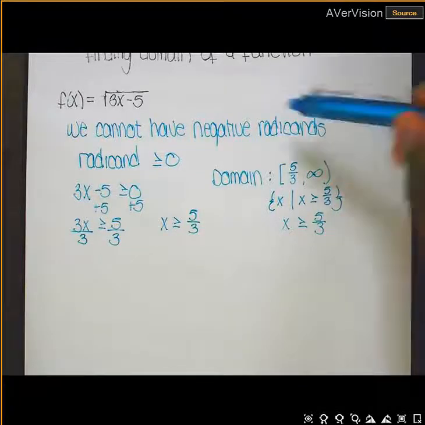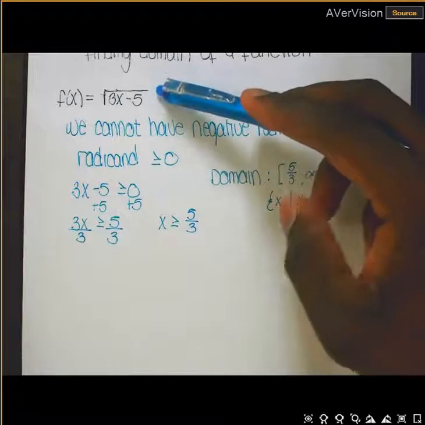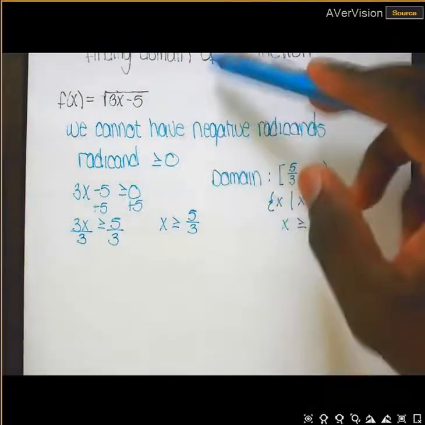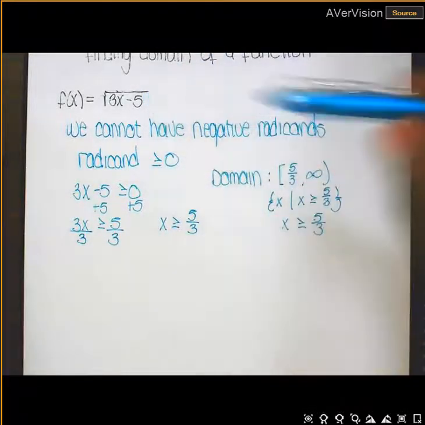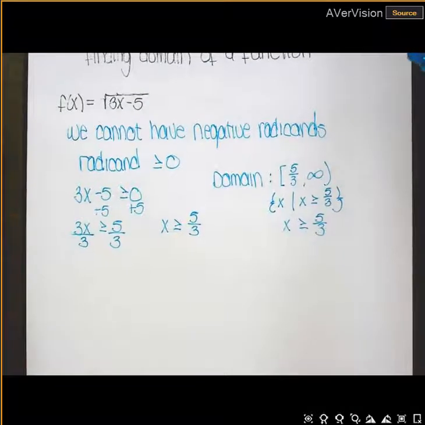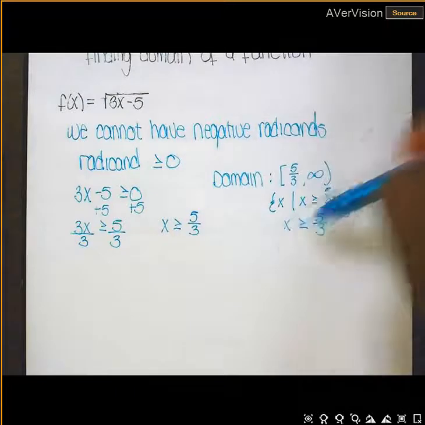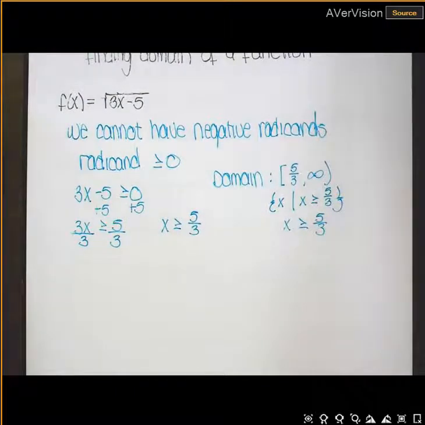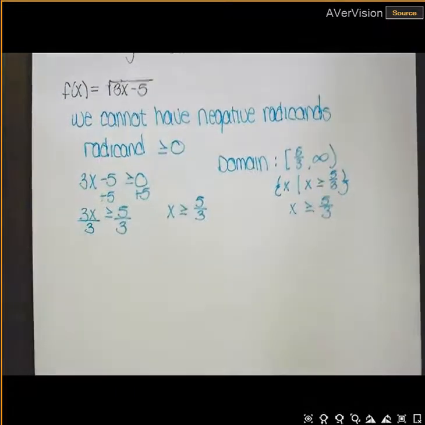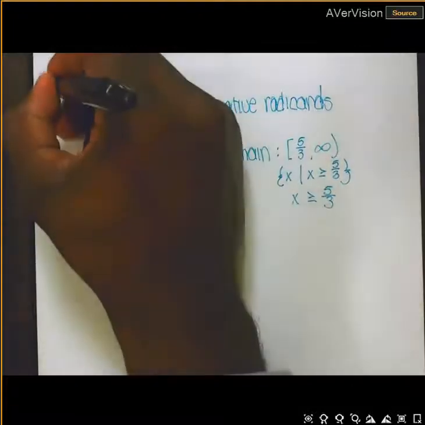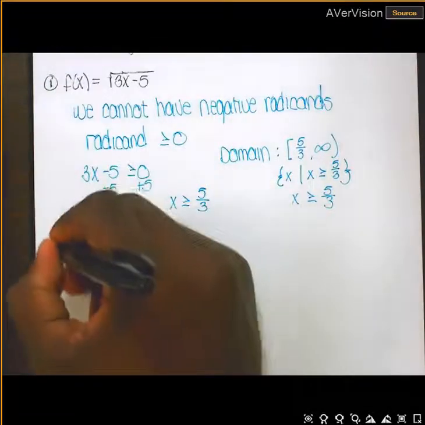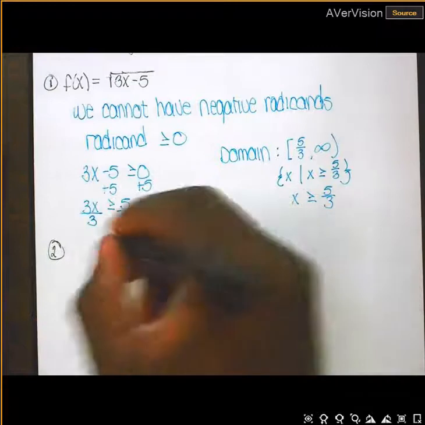This is what you have to do for finding the domain of all square root functions. You just set the radicand greater than or equal to 0, and whatever you get, that's your domain. All right, now let's look at one that's rational.